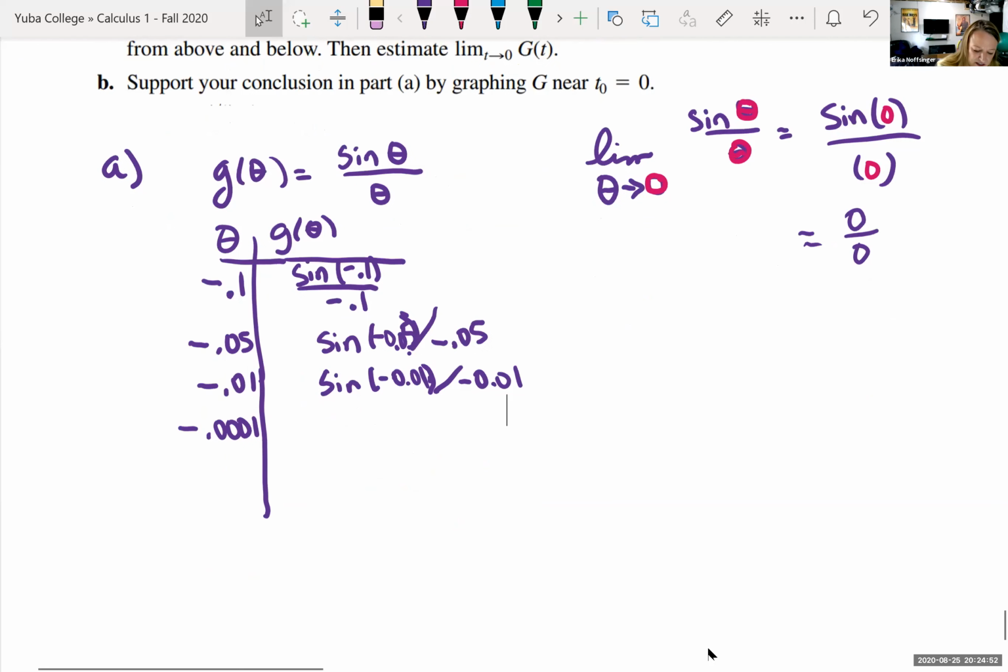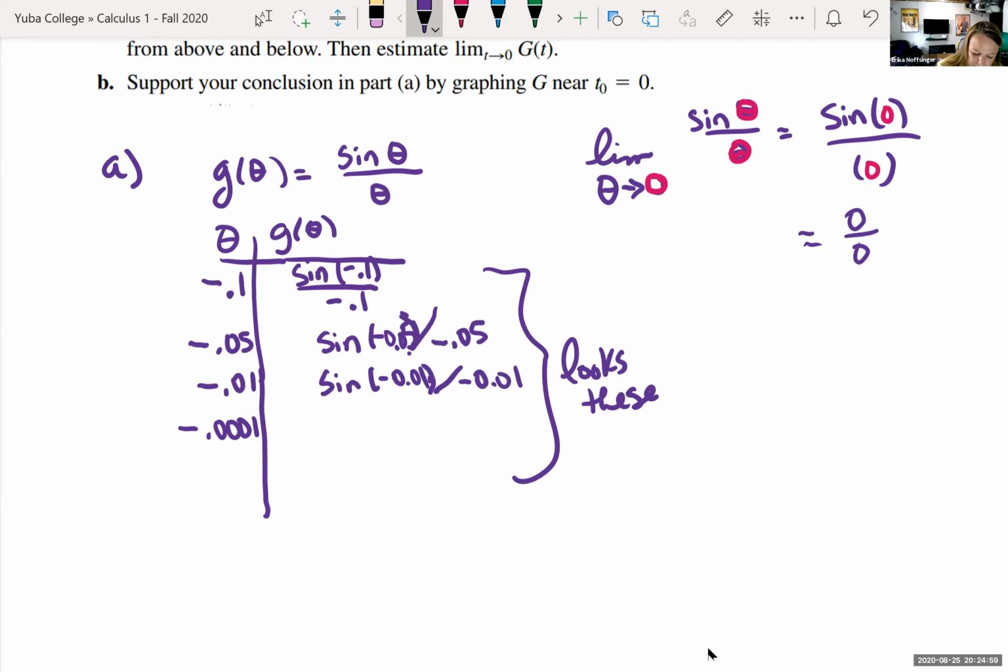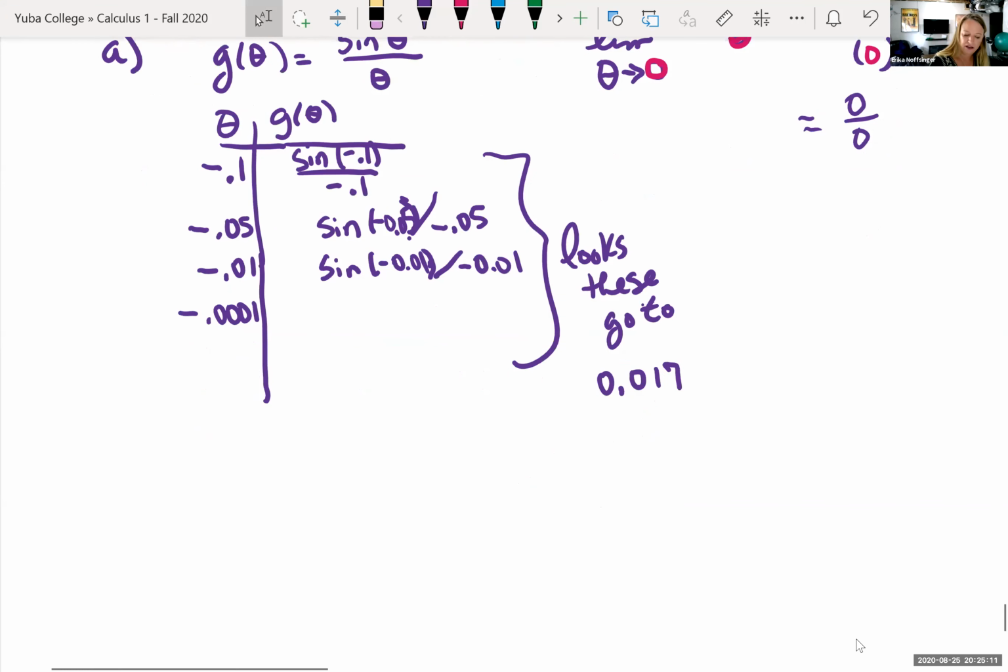Okay, so looks like these go to 0.017. I believe that's what I said, but I'll realize that in a minute if it's not. So this is just the left. And so technically I could write this way.